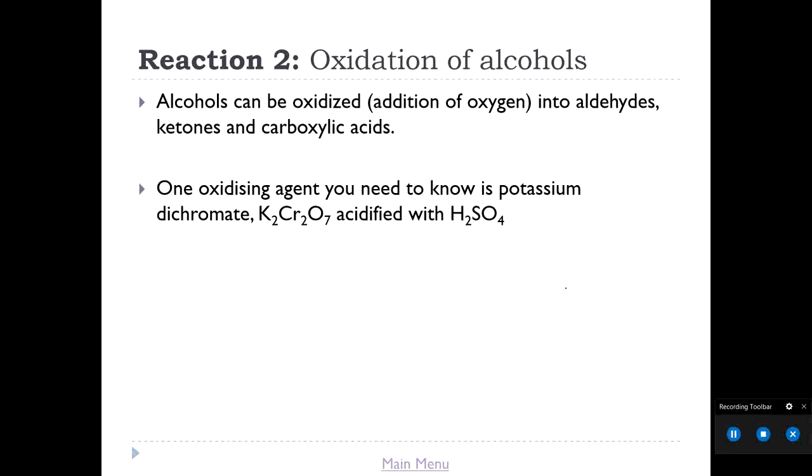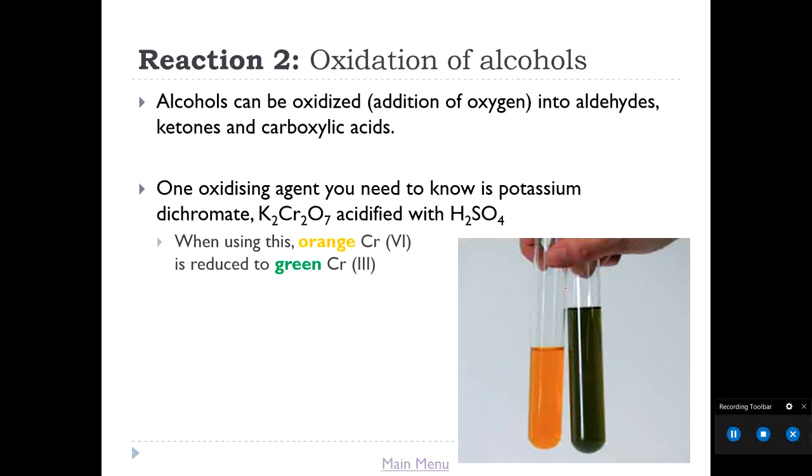In this process, when we oxidize the alcohols, the chromium starts as an orange color, so potassium dichromate is orange, and after it loses some oxygen and oxidizes the alcohols, it itself becomes reduced and it changes to a green color. And this is actually the reaction that would undergo in, say, the breathalyzer test, to test for the presence of alcohol. So you'd be able to detect this change in color from an orange to a green.